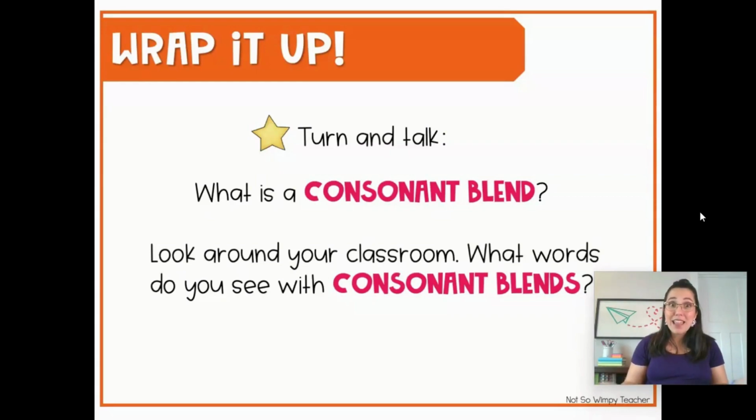All right, and then we've made it to the end. It's time to wrap it up. We're going to do one more turn and talk. We want to make sure students really have a chance to discuss what we've covered today. We want to ask our students one more time, what is a consonant blend? And can they find any consonant blends in words around the classroom? It's such a great way to get them looking for text around the room.